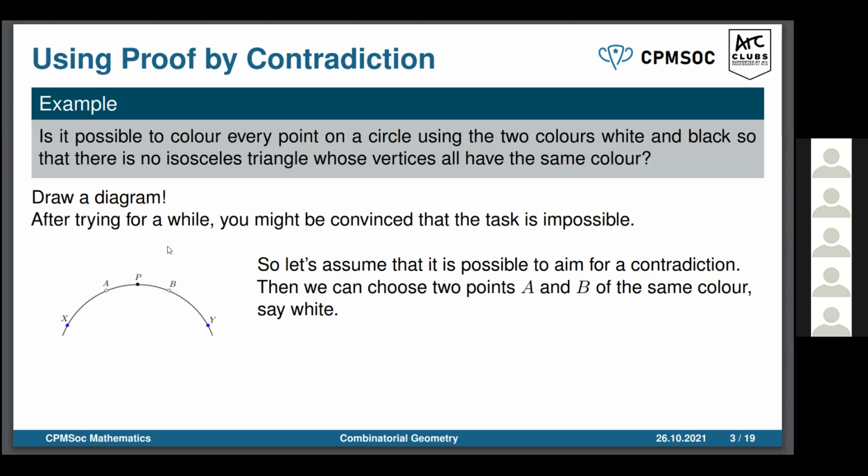Okay, so since all the points are white or black, there'll always be two different points, A and B, of the same color. And without loss of generality, you can assume both of them are white.